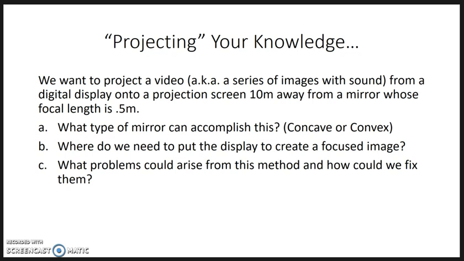One of the example problems of this is we want to display a video, which is just images with sound, from a digital display onto a projection screen 10 meters away from a mirror whose focal length is 0.5 meters. Three questions we could ask of this are: what type of mirror can accomplish this, concave or convex? Where do we need to put this display to create a focused image?